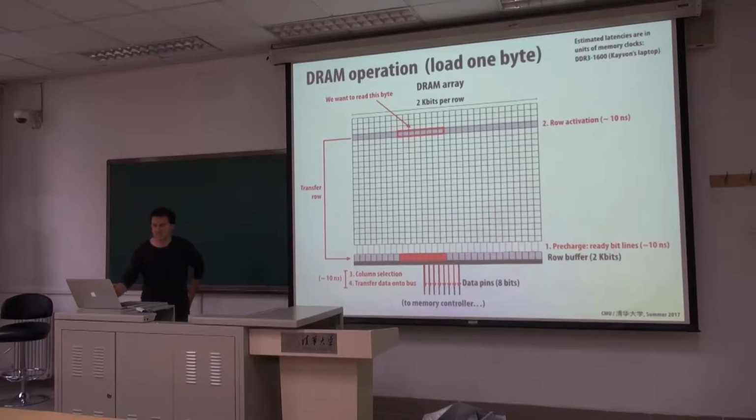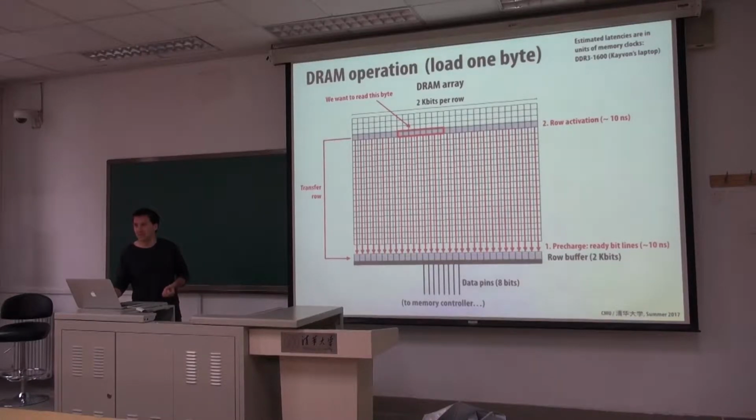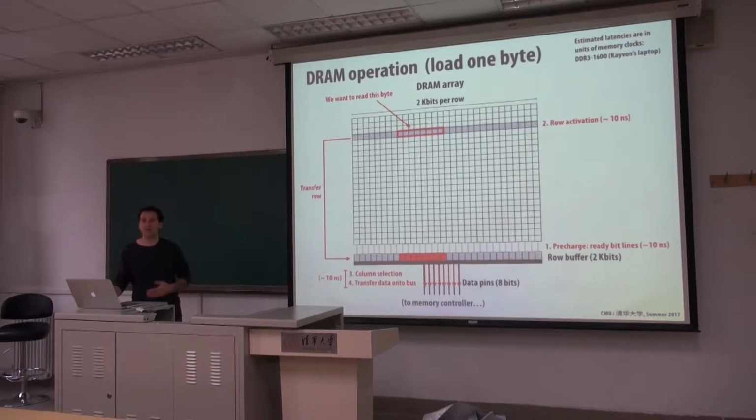So just to recap, to actually read memory, what a DRAM chip will do is it will pre-charge its bit lines, connect them up to a row, activate a row, read the charge in the row down to the row buffer, and then select the appropriate byte in the row buffer to transmit over the memory bus back to the processor. That's what it takes to read a byte of data from the DRAM.